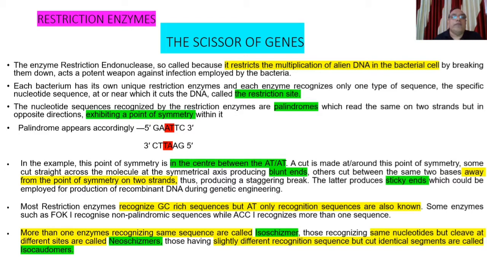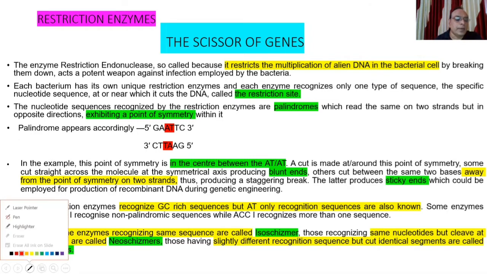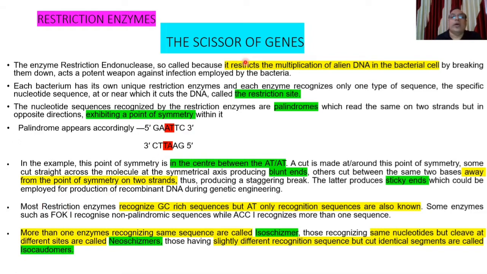So currently, we are seeing that it restricts the multiplication. Let me have the pointer. So it restricts the multiplication of alien DNA in the bacterial cell by breaking them down, as a potent weapon against infection employed by the bacteria. So these enzymes restrict the multiplication of the bacteriophages, and that's why they are called restriction enzymes.